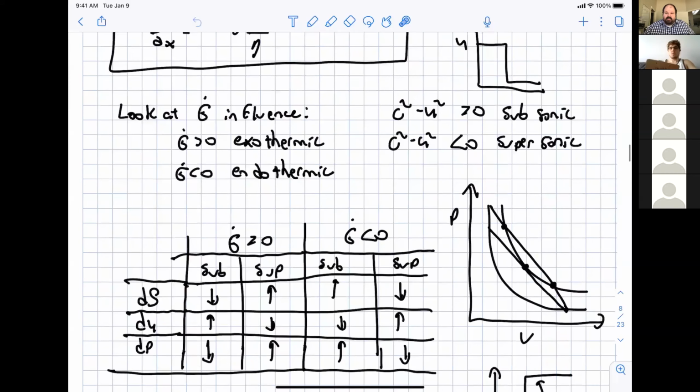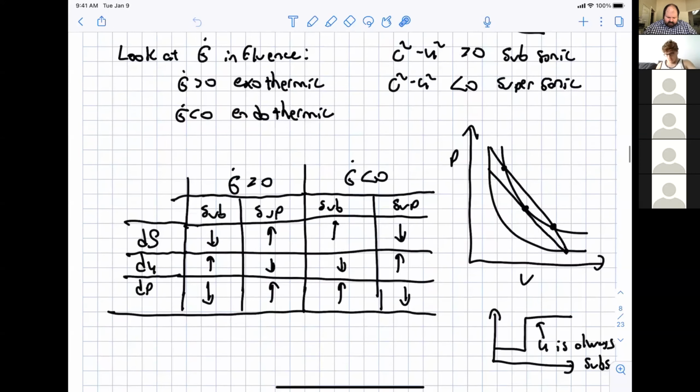Are the notes uploaded on Canvas, correct? Not yet. I will do that. Okay.